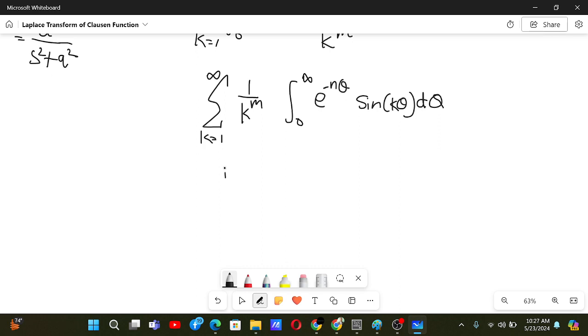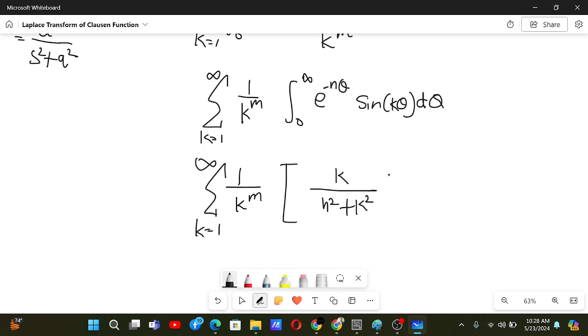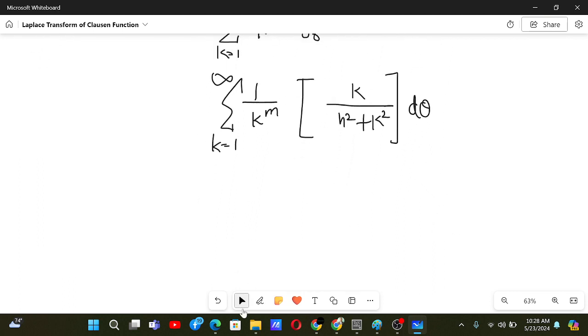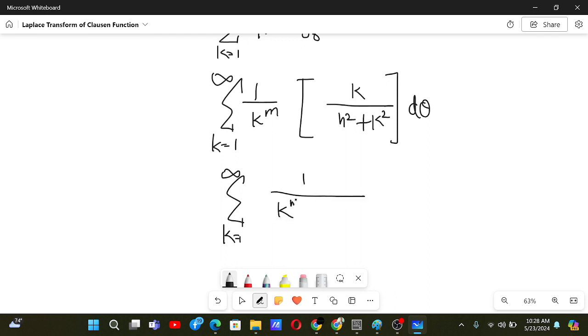So this will change to the sum from k equals 1 to infinity of 1 by k to the power m, and then over here it will be k by n square plus k square. Now this is our final sum that we need to do. Yes, if we evaluate this sum, we are going to get our answer. The main difficult thing will be to evaluate this sum, and let us see how we can make progress. Sum of the given sum, n square plus k square.